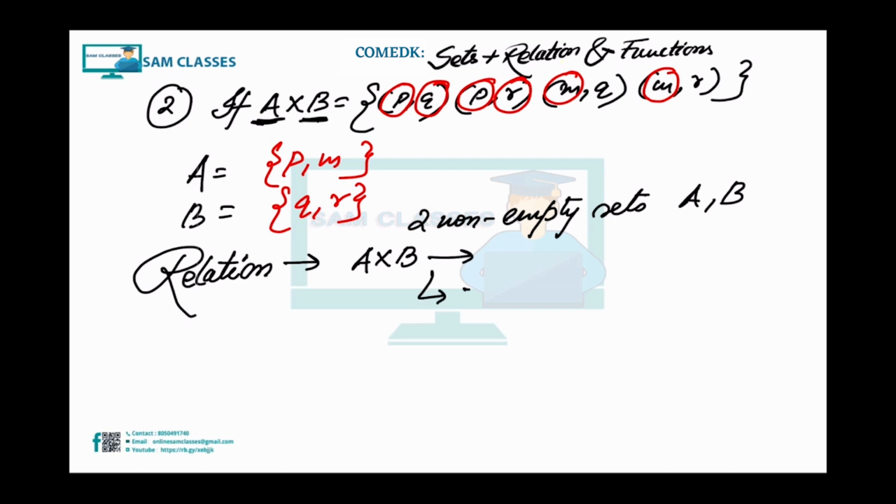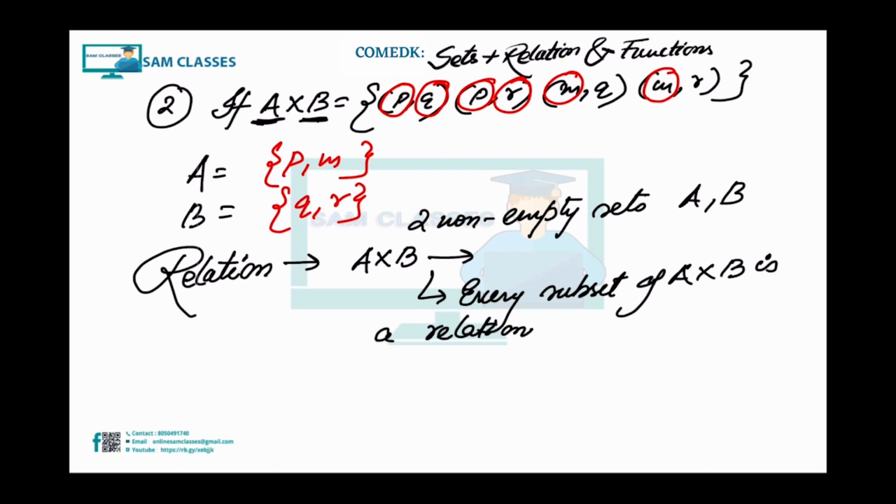So every subset of A cross B, student, is a relation, correct? So what is the definition of the relation, student? Whenever we have two non-empty sets, A and B, and we do a cross product, A cross B, then whatever number of subsets we generate, all the subsets are a relation.